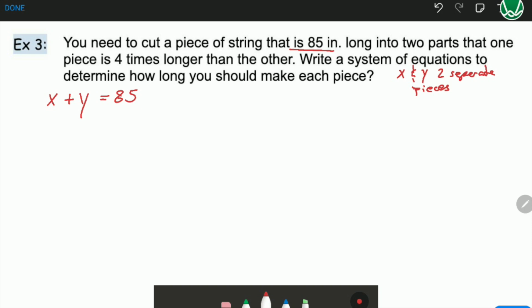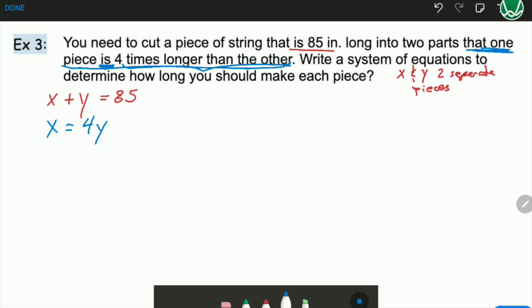For the other equation, we need a little bit more information. So if I continue to read, one piece is 4 times longer than the other. So I'm just going to use x, doesn't really matter which one I choose. x is 4 times longer than the other. To express 4 times longer than the other, 4 times what my other variable is, y. So here is the setup for the system.